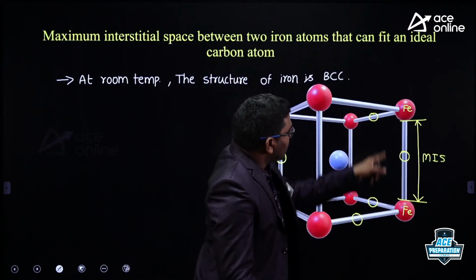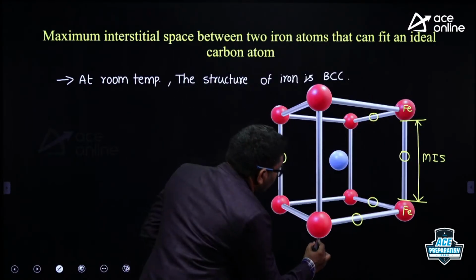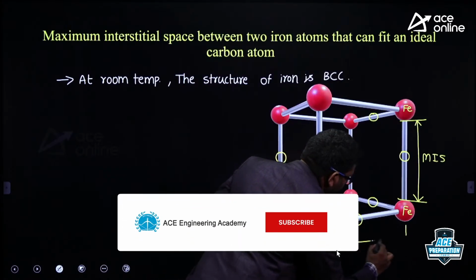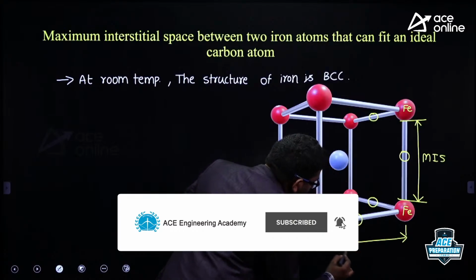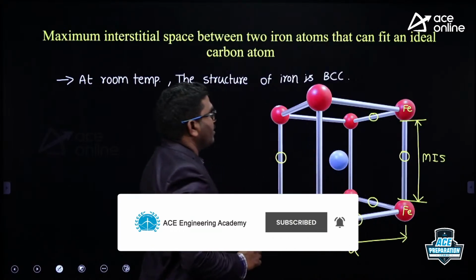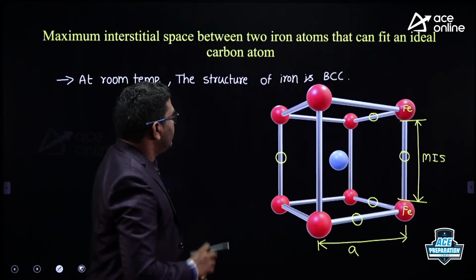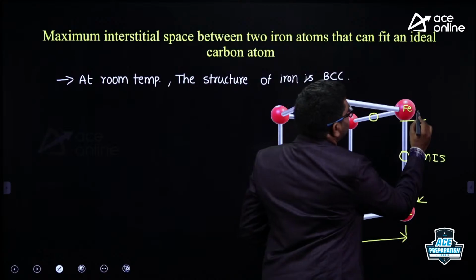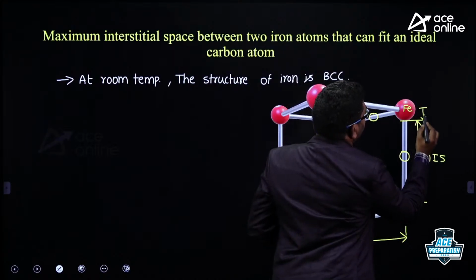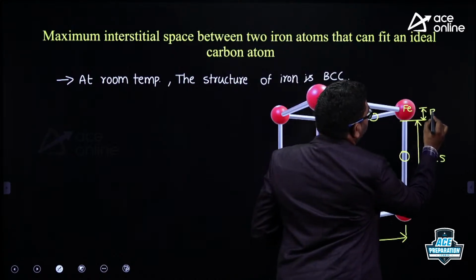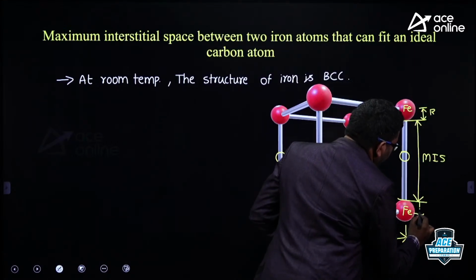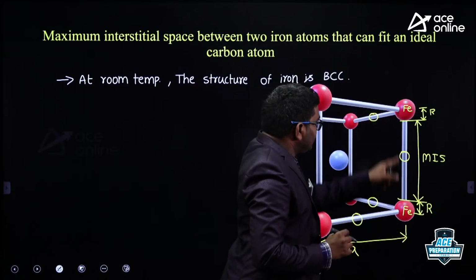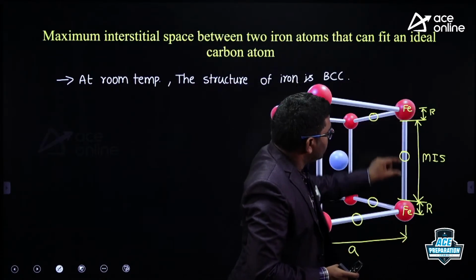Now, what is the total length of this actually? The total length of this is nothing but a lattice constant. I am assuming this lattice constant is A, the lattice parameter. Now, the total length is A, and this length is how much? This is the radius of the iron atom, and this is also the radius of the iron atom. So, total length is A, and this is R and this is R.